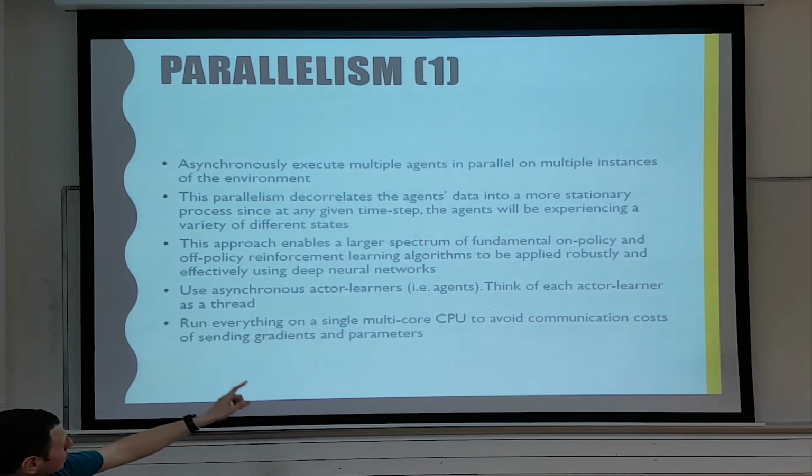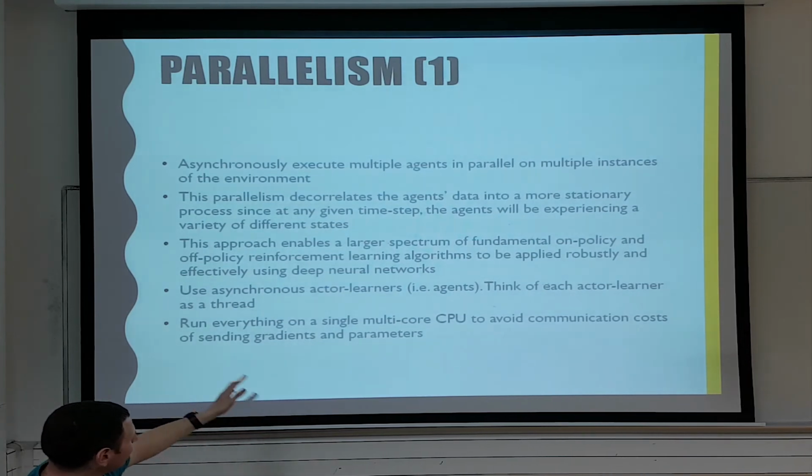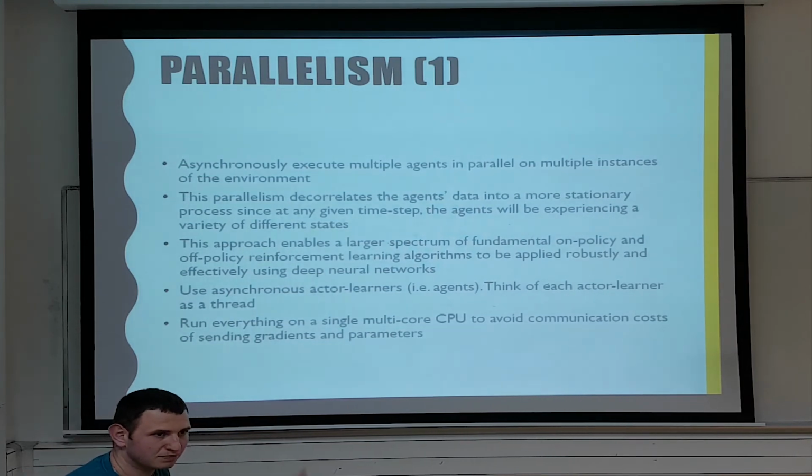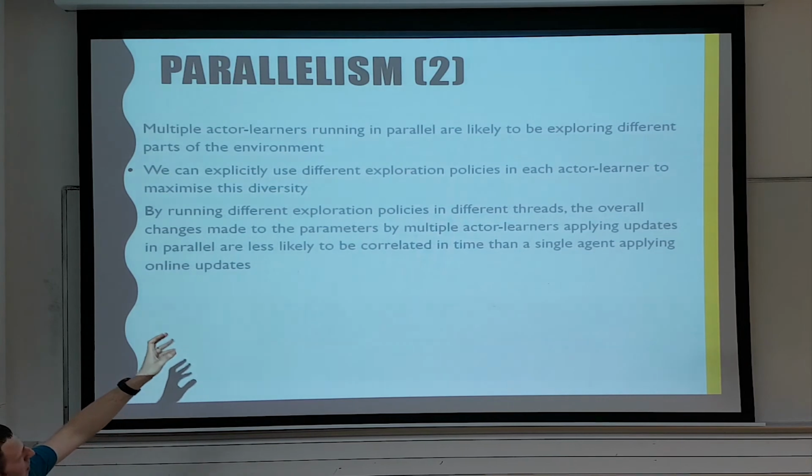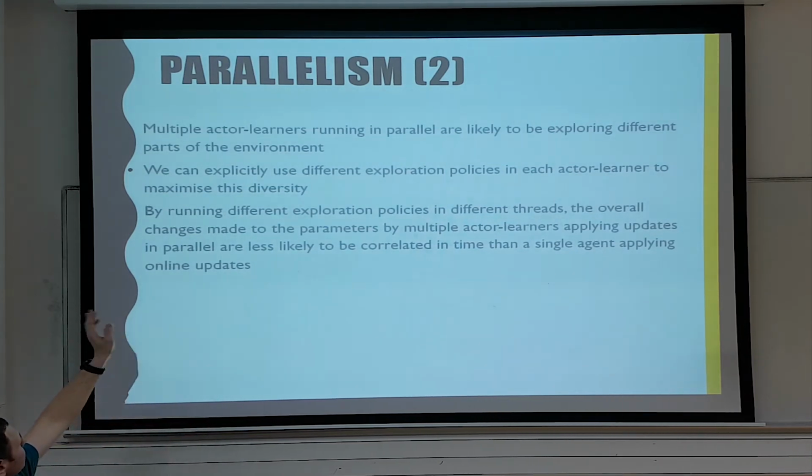So run everything on a single multi-core CPU to avoid the communication costs of sending gradient parameters, but with new hardware like DMA you can transfer your data among CPUs very fast. Multiple actor-learners running in parallel are likely to be exploring different parts of the environment. We can also explicitly use different exploration policies in each actor-learner to maximize diversity.